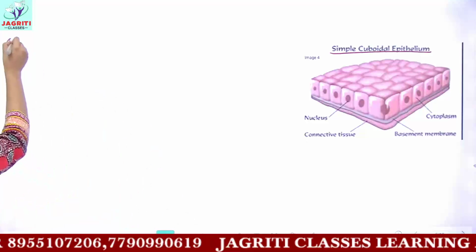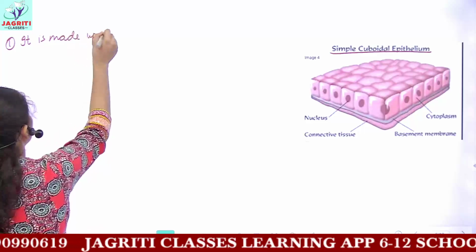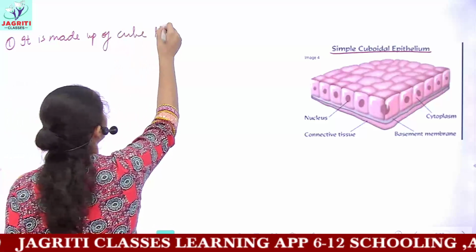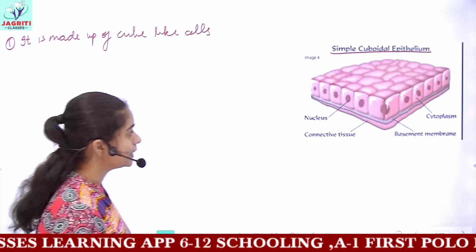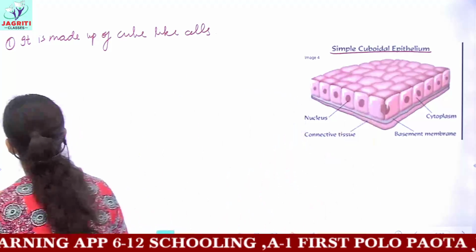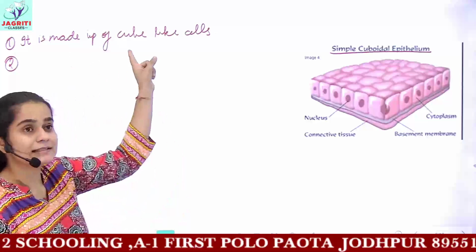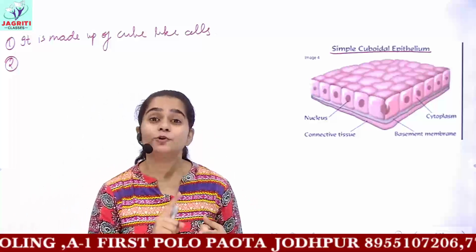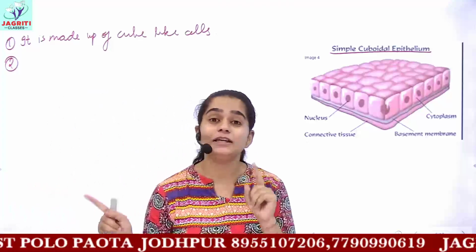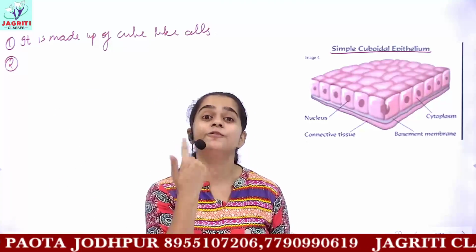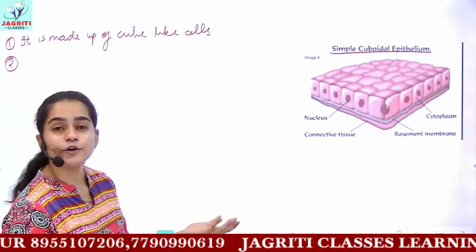So the first point would be, it is made up of cube-like cells. Then you have to remember the structural features, that is which kind of cells it has. Then you have to remember the location, where these are present. Like the simple epithelium which we discussed is present in the lining of mouth or lining of esophagus. And stratified, I told you, is present in skin.